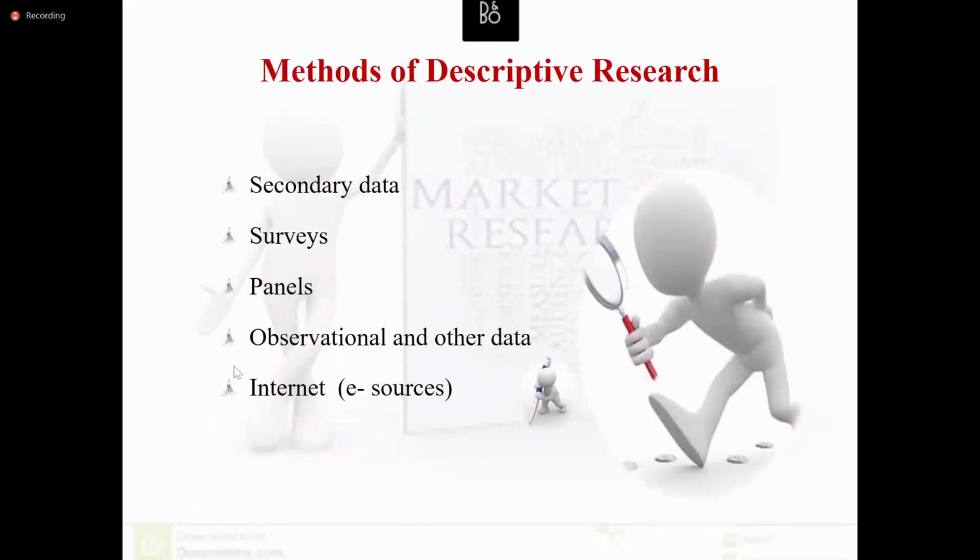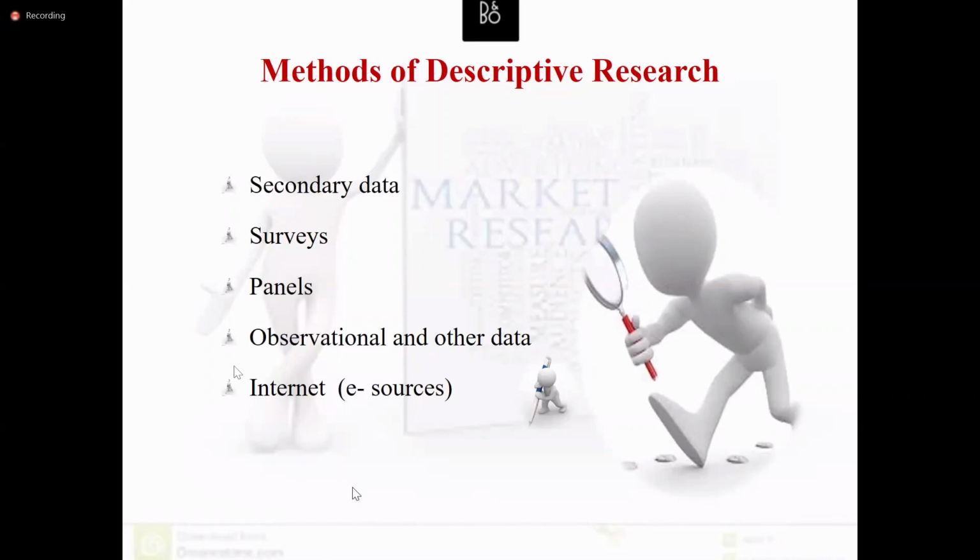Right. So the methods of descriptive research, you can see, can come from the secondary data, right, and from surveys, and also from panels, and observation, as well as through the internet nowadays.